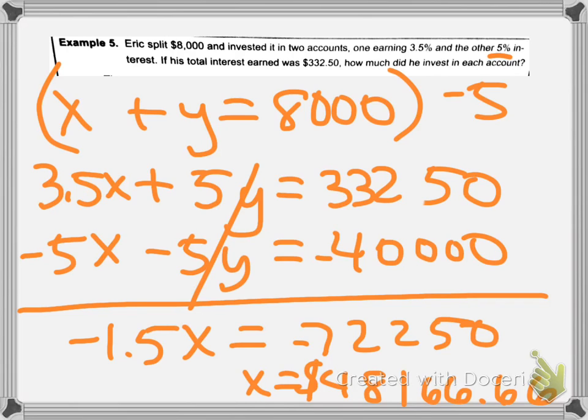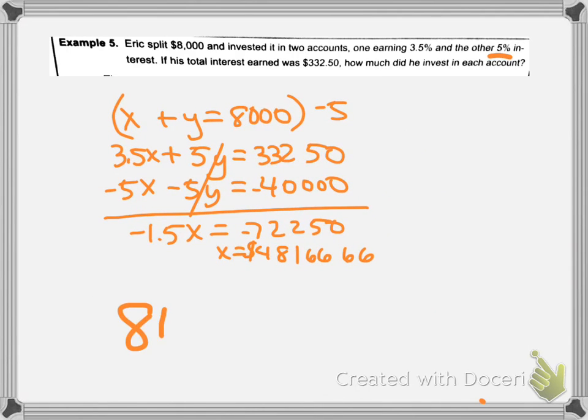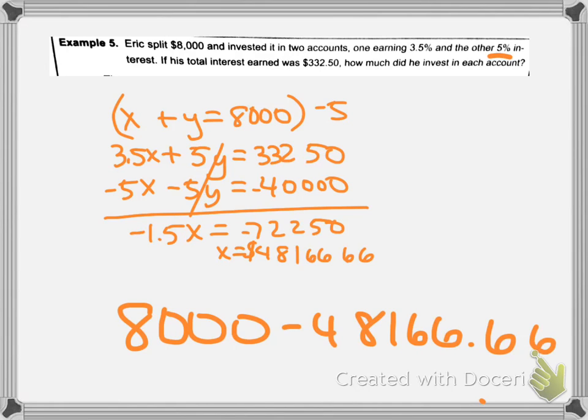Then you're going to put that in for X. And then you're going to subtract it from 8,000. Yes. So 8,000 minus 48,166.66 equals negative 40,166.66. Can it be negative? It can't. Oh, we did something wrong.